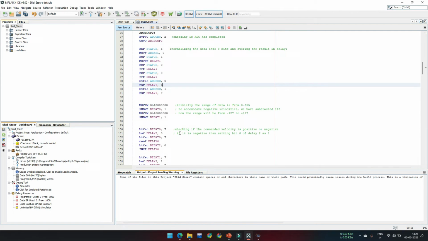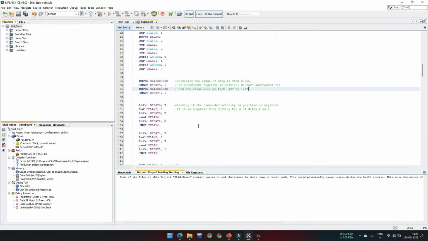and then the received data would have a range from 0 to 255, but for negative velocities we have to convert it into negative also. So we are subtracting 128 from the received data to convert its range from -127 to +127.